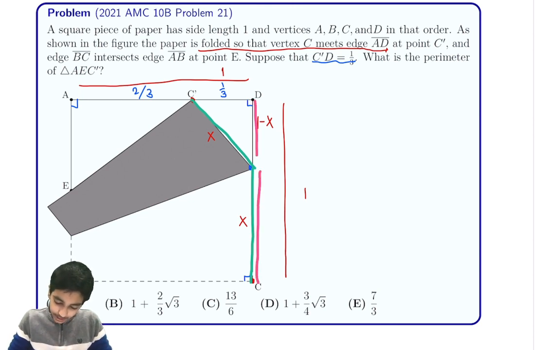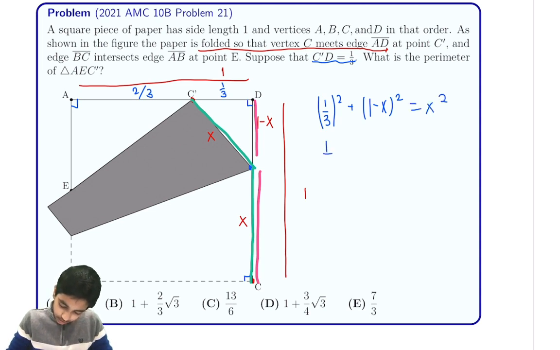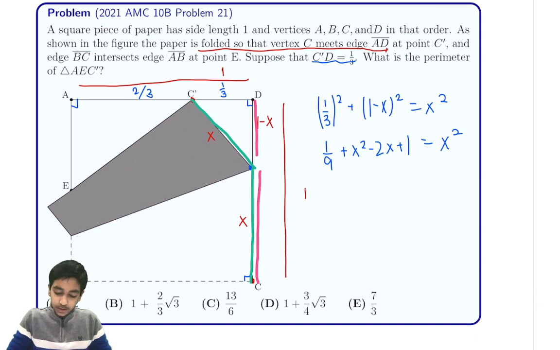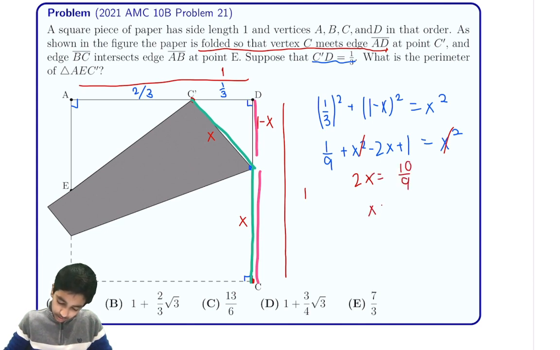From here, we can use the Pythagorean theorem to get that (1/3) squared plus (1 minus x) squared has to be equal to x squared. Then this is 1/9 plus x squared minus 2x plus 1 equals x squared. We can cancel out x squared, and that gives us 2x equals 10/9, or x equals 5/9.